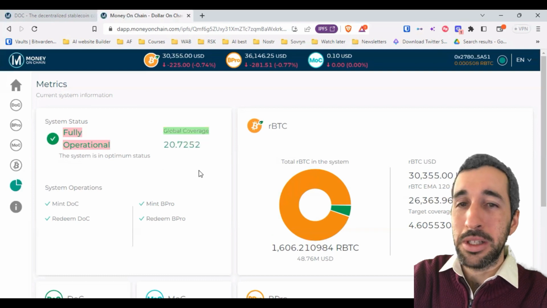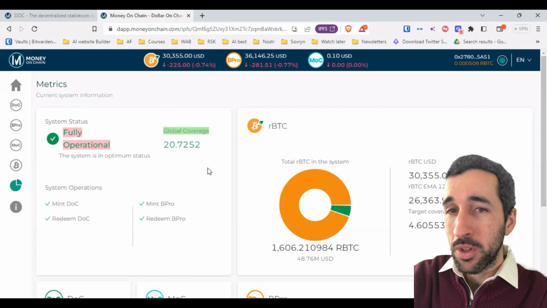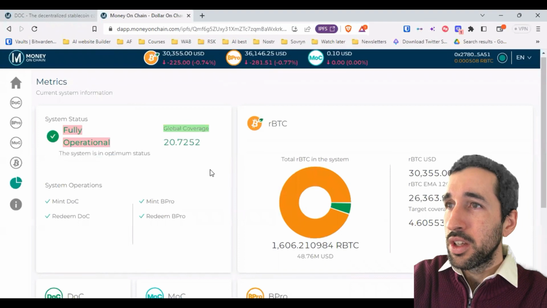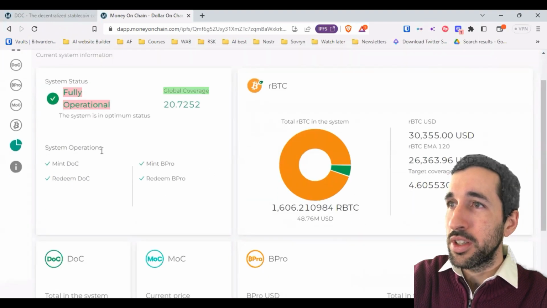And as Bitcoin continues to improve, continues to grow, and accrue more value to the BTC asset, then the coverage is just gonna continue to rise. So when the system is operational, this means that anybody can mint and redeem DOC at will, and they can also mint and redeem BPro, which is the token that we're gonna see on our next video.